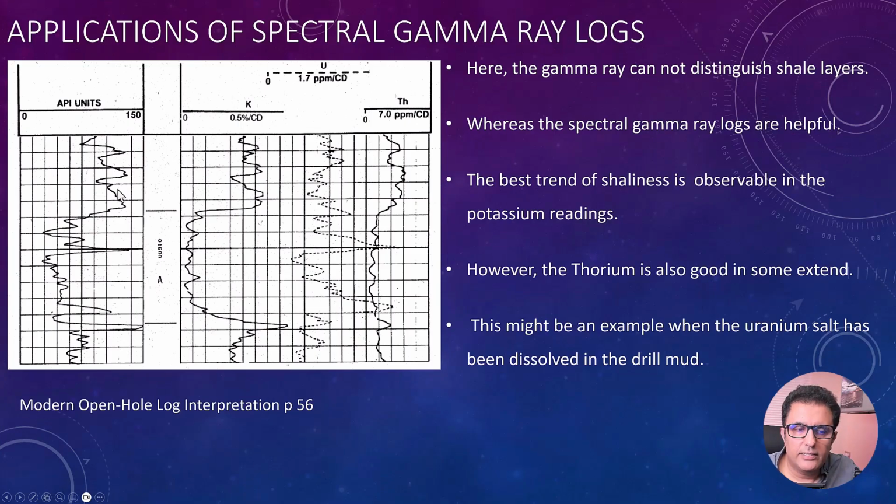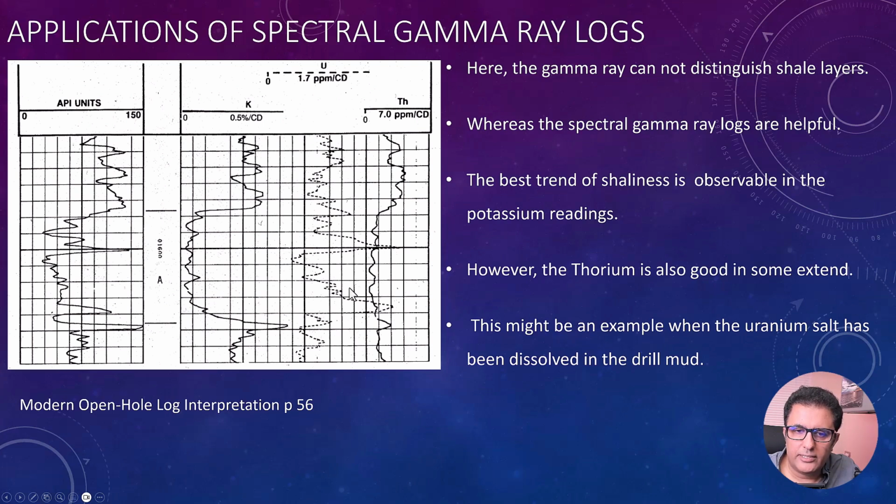So guys, here is an example of how a spectral gamma ray may be more useful compared to a conventional gamma ray. It is an example from the book Modern Open Hole Log Interpretation, page 56. Here it shows the gamma ray reading. As you see, for the entire borehole the reading of gamma ray is very high. And this shows the spectrum for potassium, here for uranium, and this is for thorium.